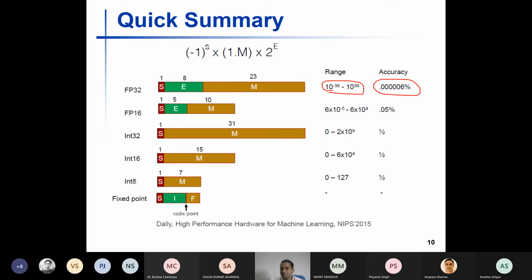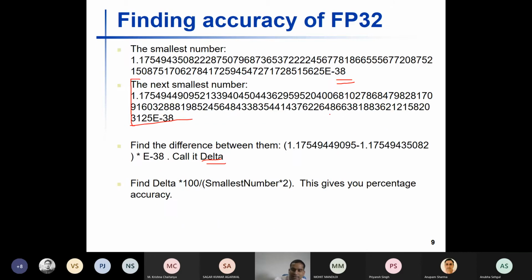So that's the idea. Of course, I will not ask you to calculate the accuracy, but just to show you how we calculated this accuracy. You can actually do it very easily for FP16 because FP16 numbers are not so large. I will give you that as a homework exercise. You have to find the smallest representable number using FP16 and the next smallest, that means slightly higher. And then find out the difference between them, call it delta, then calculate delta into 100 divided by smallest number into 2.